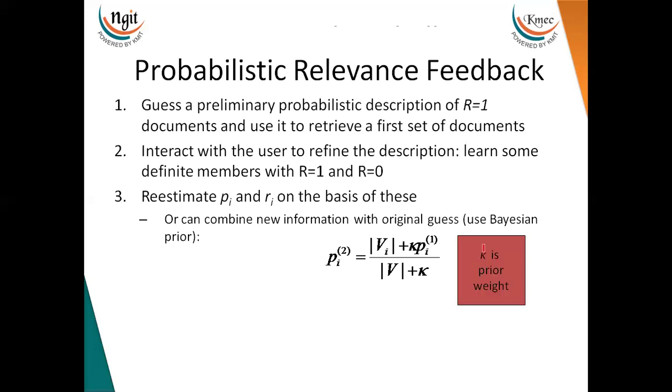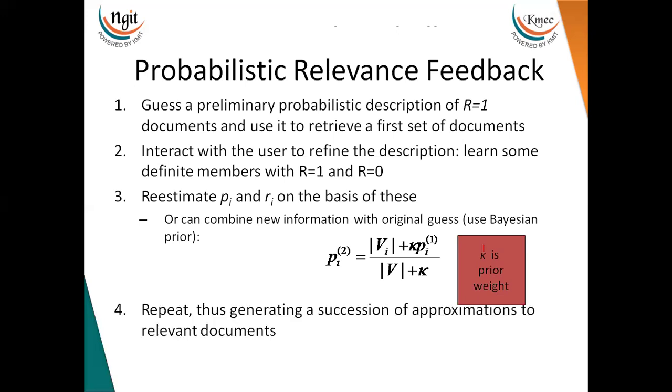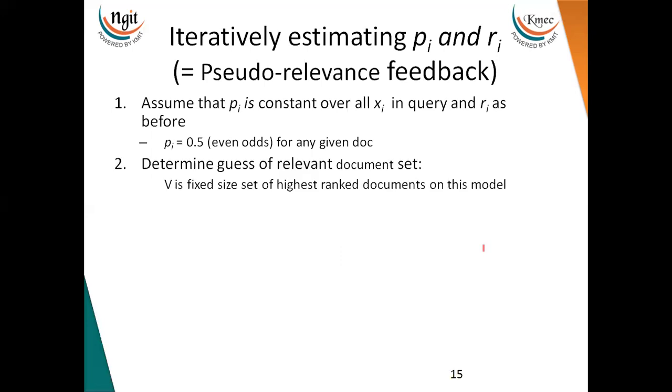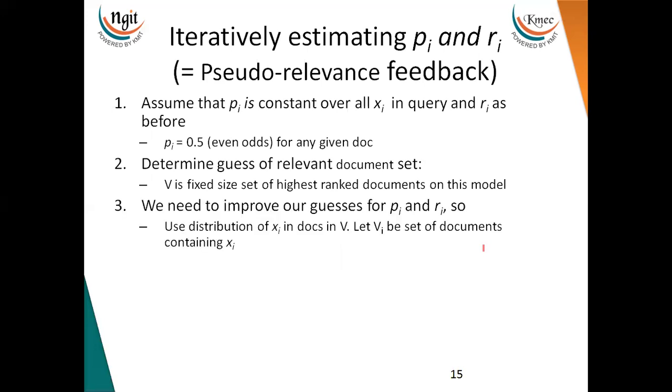Using what? A prior weight. As I told you, you should assign the weight to the document based on its relevance, and then only you will get a set of the documents. Okay. Now we have assumed P is equal to 0.5 and V is what? The set of the highest ranked documents in the model.